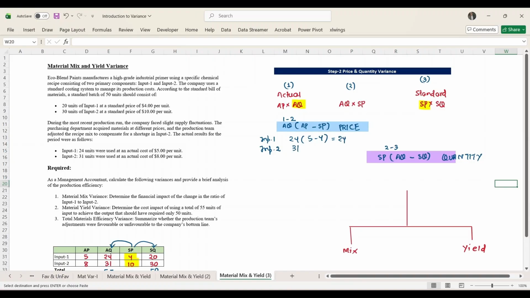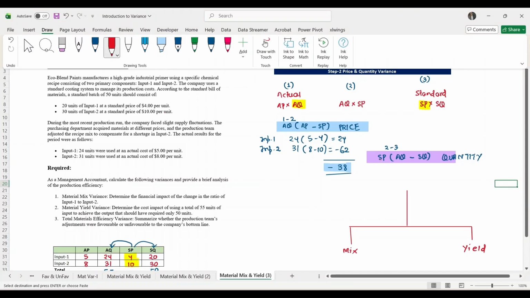We'll move one row down. This is 31, and actual price minus standard price is 8 minus 10. This becomes minus 2. Minus 2 into 31 becomes minus 62. And if we add these two, our price variance becomes minus 38. So now we have got our price variance. Now we'll go to the quantity variance.